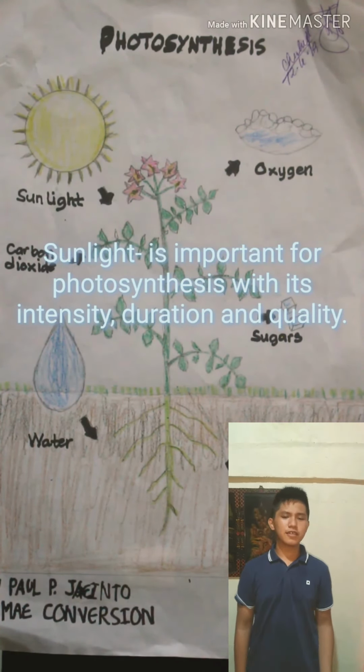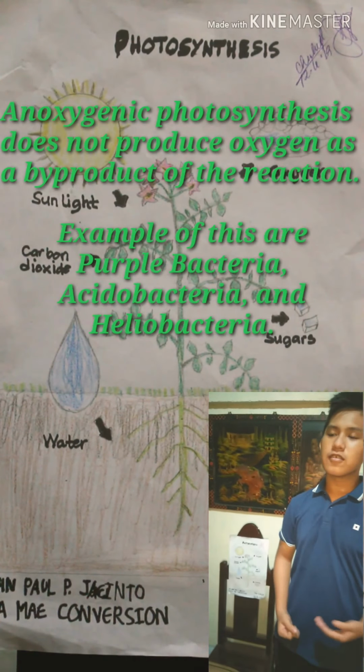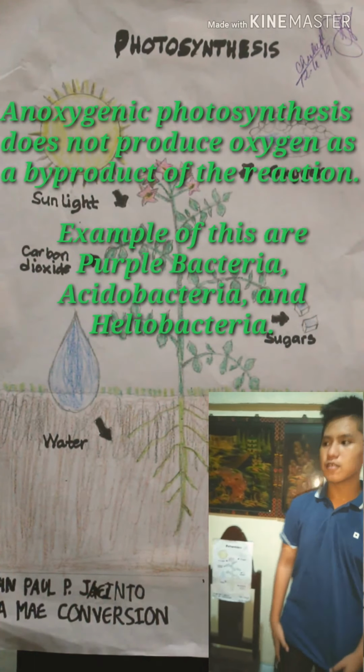There are two ways of photosynthesis: the oxygenic photosynthesis and the anoxygenic photosynthesis. Oxygenic photosynthesis produces oxygen, while the anoxygenic photosynthesis does not produce oxygen. Photosynthesis is the process for plants, trees, algae, and some bacteria. An example of these bacteria is the cyanobacteria, which has a similar process of photosynthesis as the plant.